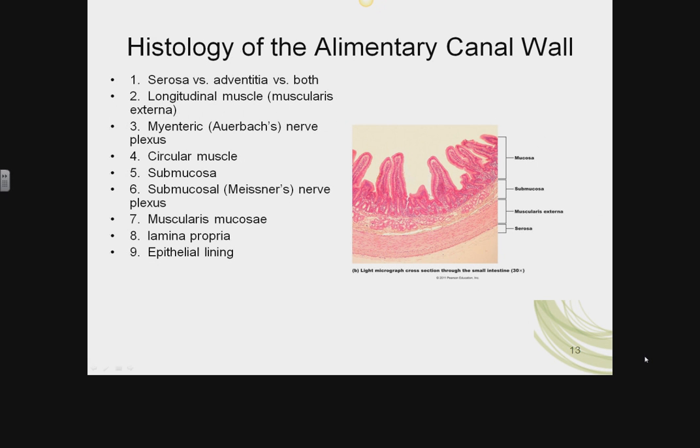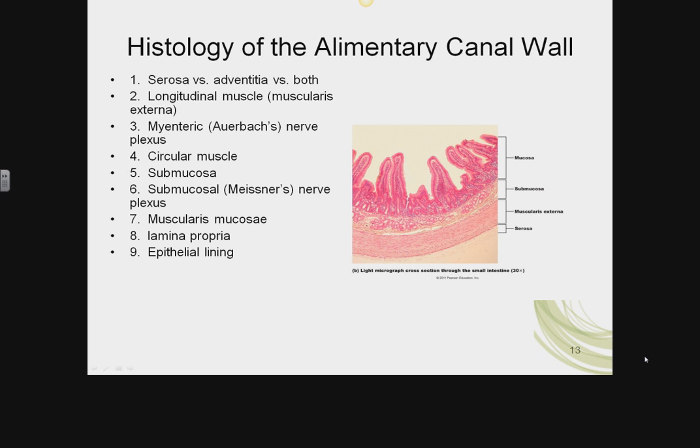Going deeper towards the lumen, now we get to the mucosa, and the mucosa consists of three things. It has an inner superficial epithelium, that would be the luminal side. It has an underlying areolar connective tissue called the lamina propria, and then it has a thin layer of smooth muscle called the muscularis mucosae.